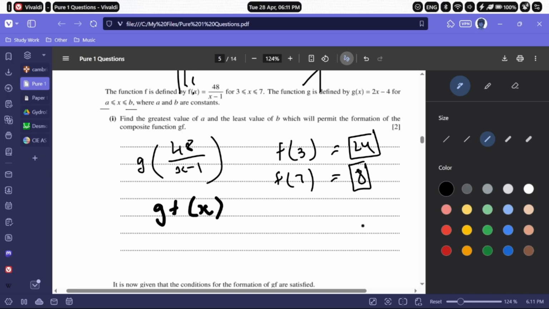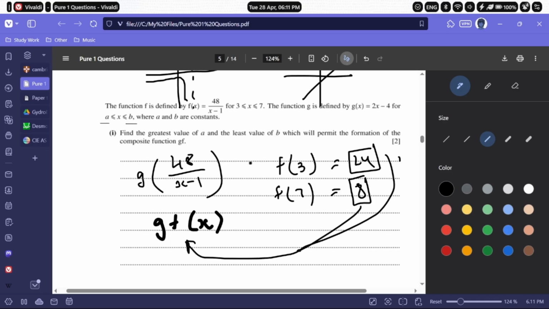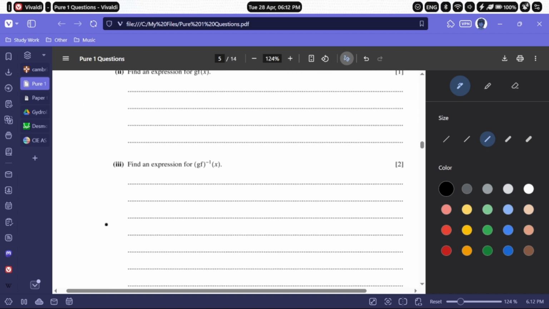Now, those are the values you're going to input into g of x, right? So you're inputting 24 and 8 into g of x. There can't be any value greater than 24 or smaller than 8, because you already have a domain for f of x. That's why the largest value possible in the domain of g of x would be 24. So x is greater than or equal to 8 and less than or equal to 24. So a is equal to 8 and b is equal to 24.